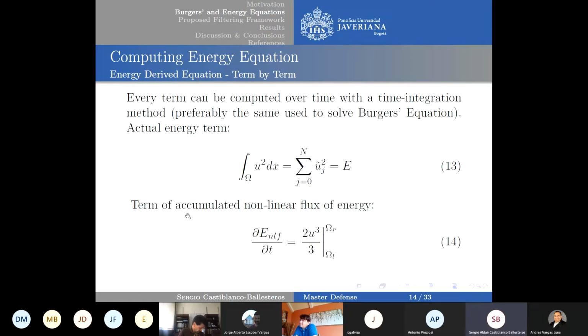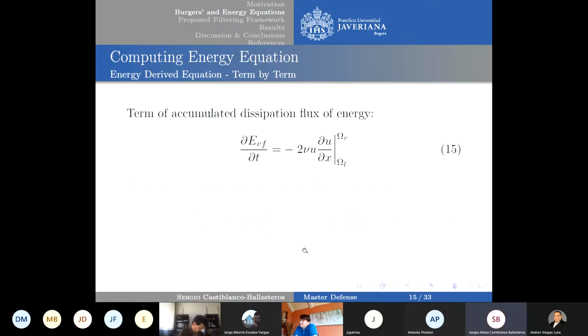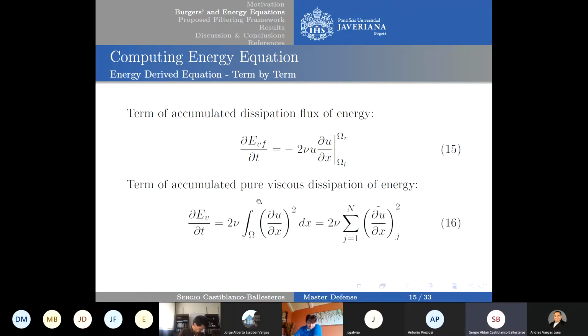This is the term of accumulated nonlinear flux of energy. Then we have the term of accumulated dissipation flux of energy, right here. And finally, the term of accumulated pure viscous dissipation of energy is right here. Again, for this case, we can use Parseval's identity numerically to compute this integral, but in this case, it means the modal values of the derivative of the solution.